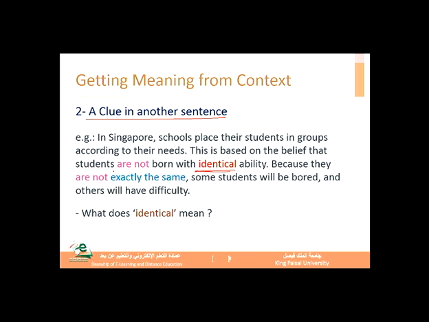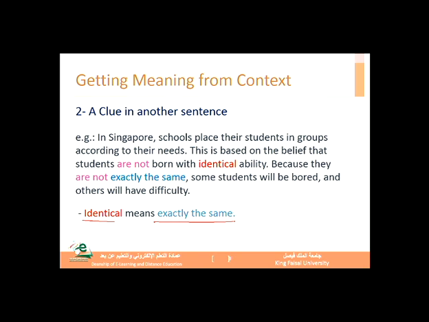All right, so first of all, we should mention here, students are not born with identical ability. So identical and are not, okay? Because they are not exactly the same. So mathematically, if we take are not from the two sentences, we are left with identical and exactly the same. So students are not exactly the same, or students do not have the same, let's say, ability. This is what the sentence means. So the word identical means exactly the same. As simple as that.